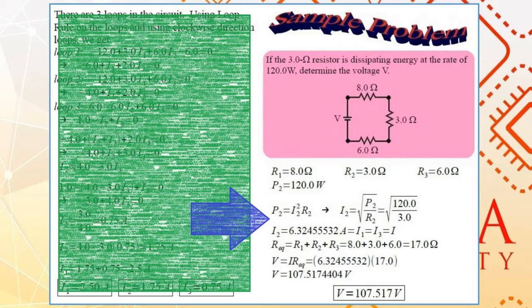With R equivalent, you now have only one resistance and one voltage source, V. Ohm's law tells us V is equal to I times R equivalent. Knowing the total current I, we are able to calculate the voltage V, 107.517 volts.